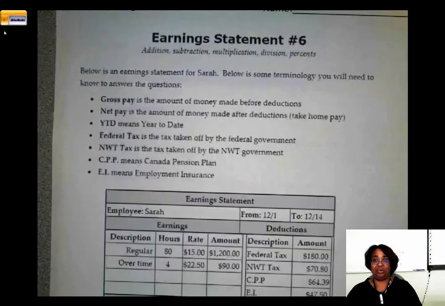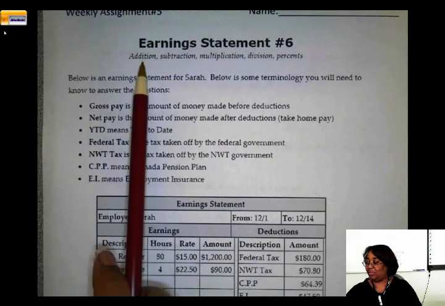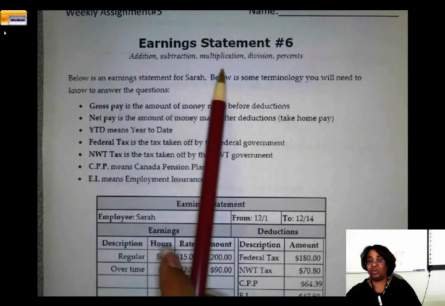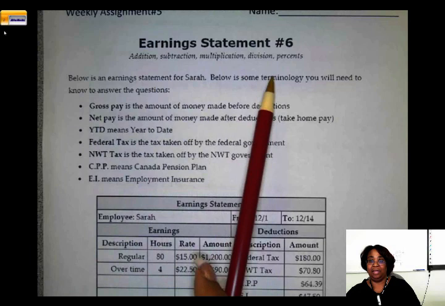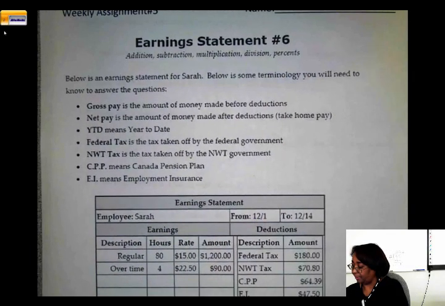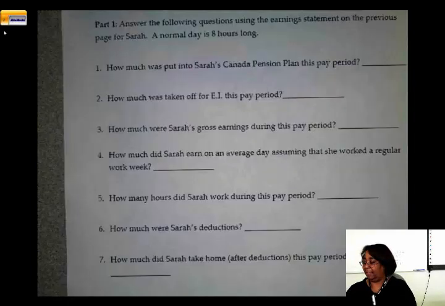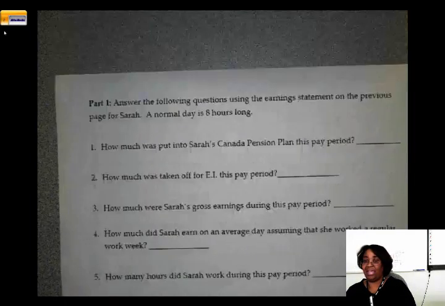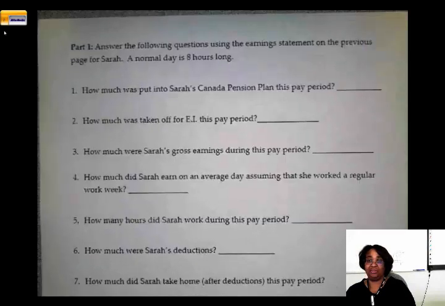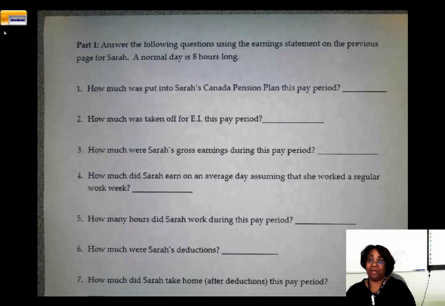You will read through the earnings statement. Most of it has to do with reading and writing decimals or whole numbers. And there is one little percent question there. So you'll do all the reading and the vocabulary. And then there are several questions on page 2 that need to be answered. These answers, go ahead and write them on your paper. You need to put this in your binder.